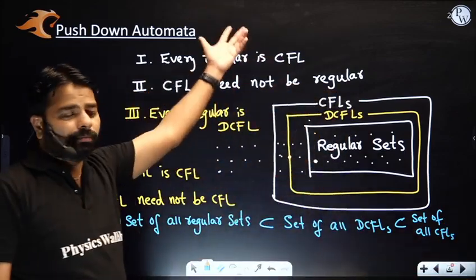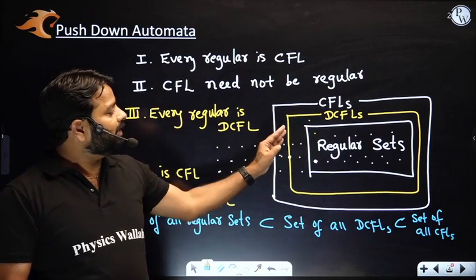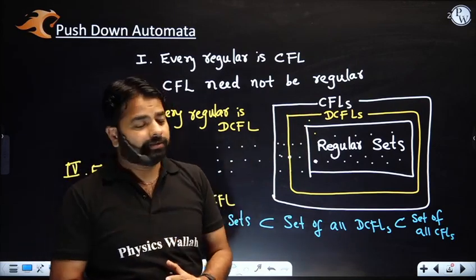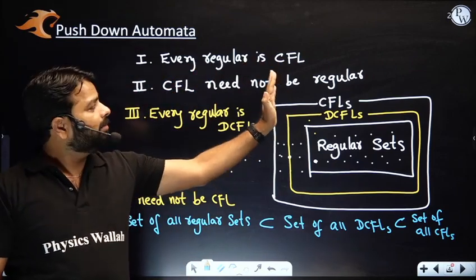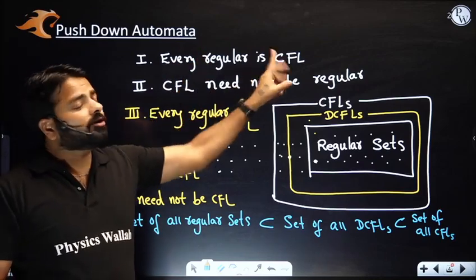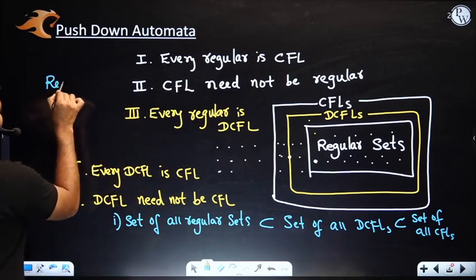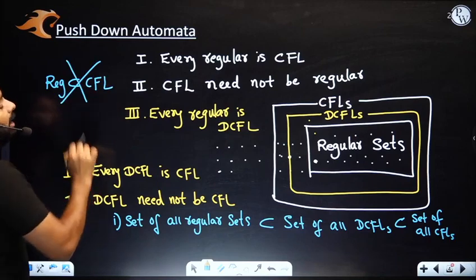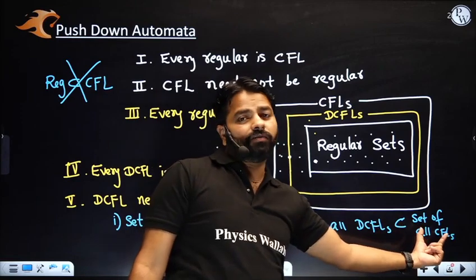Of course, we have many other boxes, but we are in pushdown automata. You should know the relation between the regulars, DCFLs and CFLs as well as their classes. When you are talking about one language, say that every regular is a CFL, but a CFL need not be regular. But never say regular is a subset of CFL, it is a wrong statement. It may or may not be. But the set of all regulars is definitely a subset of the set of all DCFLs.